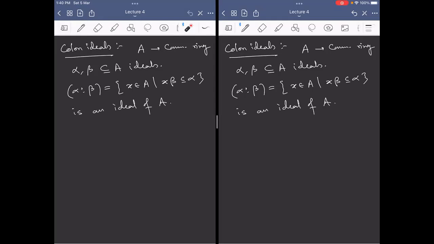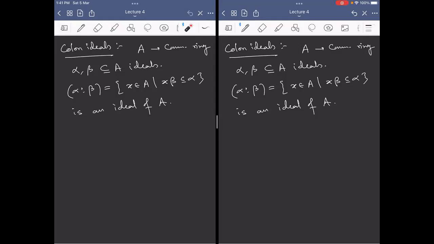Now, why is that an ideal? Because if you take X and Y, then (X plus Y) times beta is X beta plus Y beta, which is contained in alpha. And if you take X and multiply with some ring element R, then R times X beta is in R times alpha, and hence it is in alpha. So this is an ideal. Now, why is this thing necessary? It will have some role in primary decomposition, etc. But we will see some trivial facts about these things today.